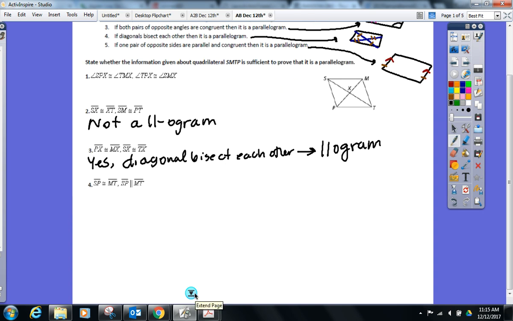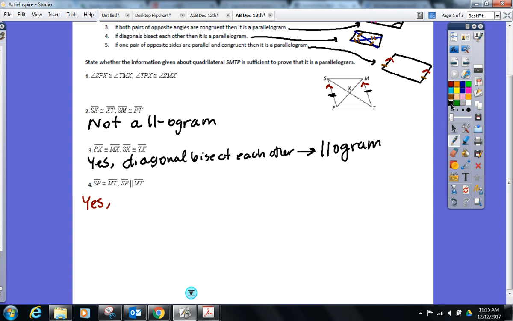Okay, next up. SP congruent to MT. And SP parallel to MT. Enough information. Now, I know it's not a property, and I won't call on anybody here, but do you see how this is our special case? Okay, so this is yes.